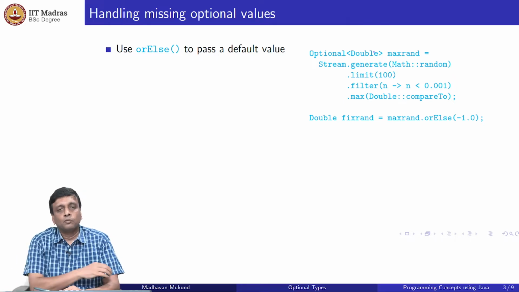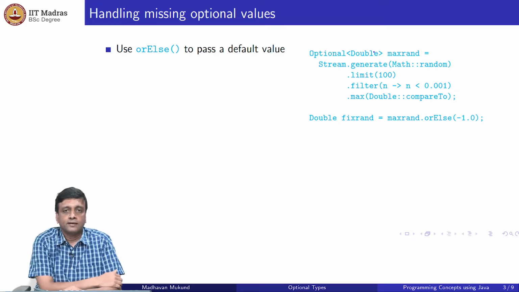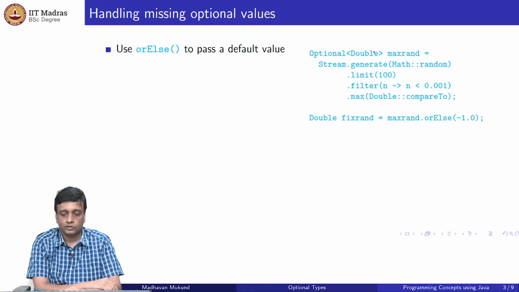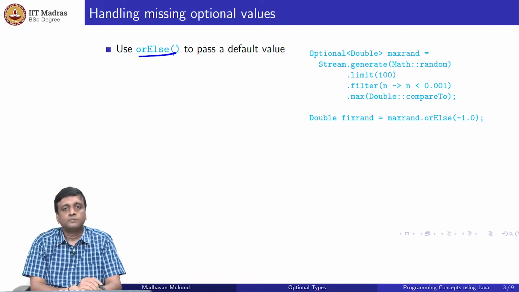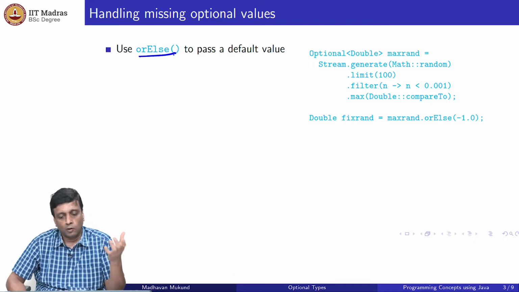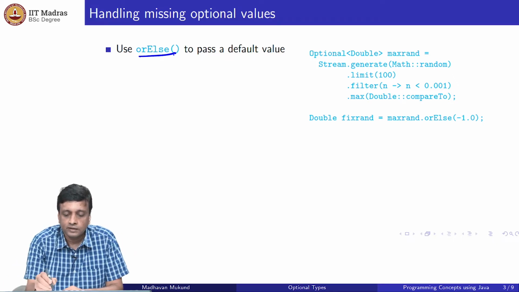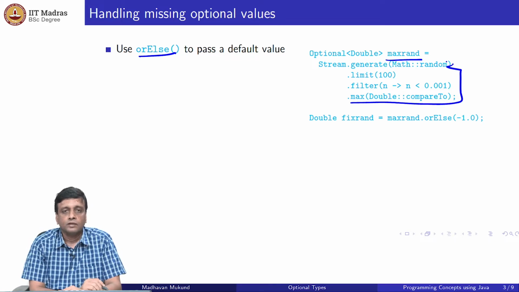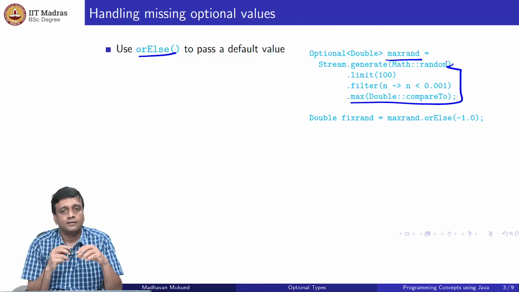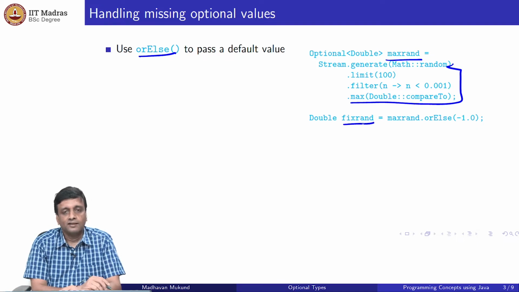The most obvious thing is that you get a box, and if the value is missing, you want to replace it by something so that somebody else will now realize that something is wrong. This, for instance, can be done by using orElse. I can take an object of type Optional and use orElse, and the orElse will trigger if the optional value is empty. For instance here we take this max rand to be the maximum of this whole stream. Now either this max rand is a double or it's not a double, and I want to convert it to something that is a normal double.